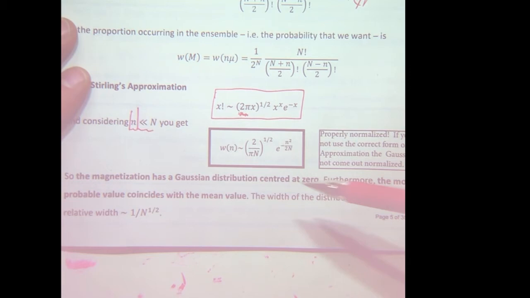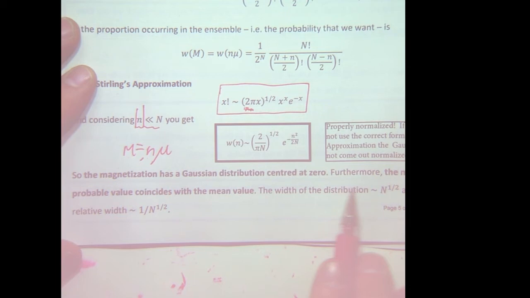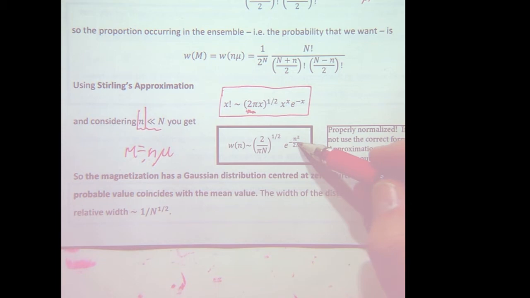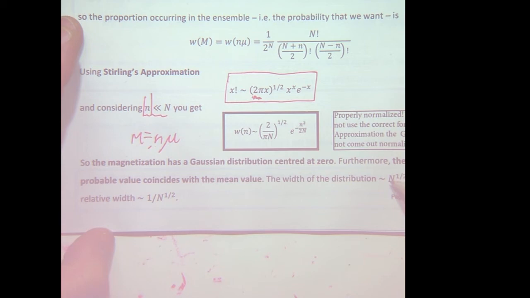So the magnetization, m equals little n times mu, is also a Gaussian. It is centered at zero, and the most probable value coincides with the mean value. The most probable value here is obviously n equals zero. That's the maximum, and that's also the mean value, as you can read from the definition of the Gaussian. The width of the distribution is approximately square root of N, and the relative width is 1 over square root of N.